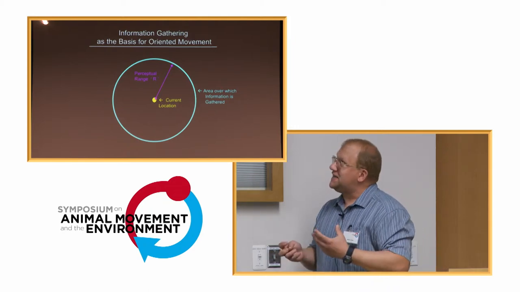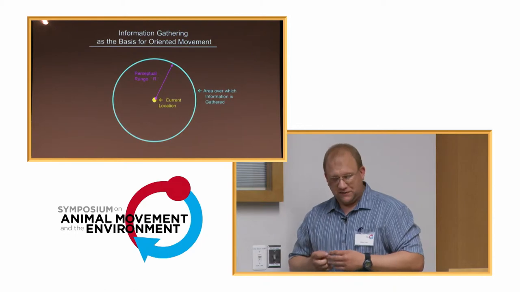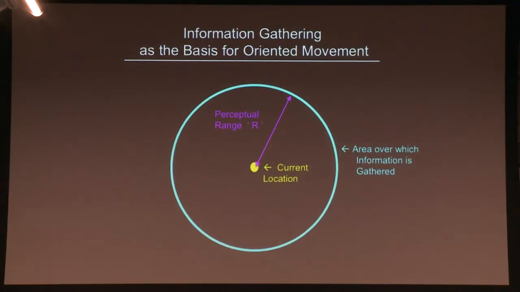A similar idea is at the heart of the talk that I'm going to give today, where there's a perceptual range: an organism at the current location has some ability to detect and gather information from some distance around its current location. And that blue circle corresponds to the area over which that information is being gathered.